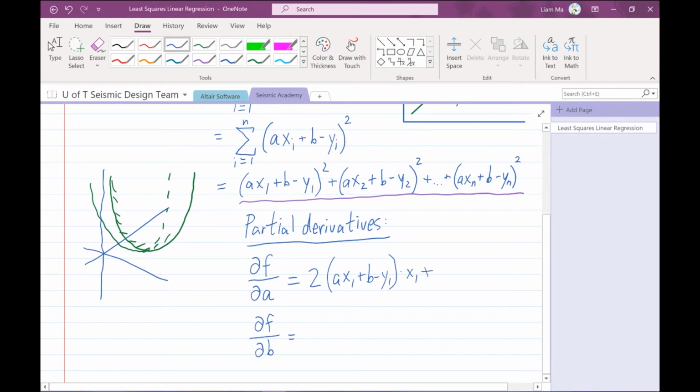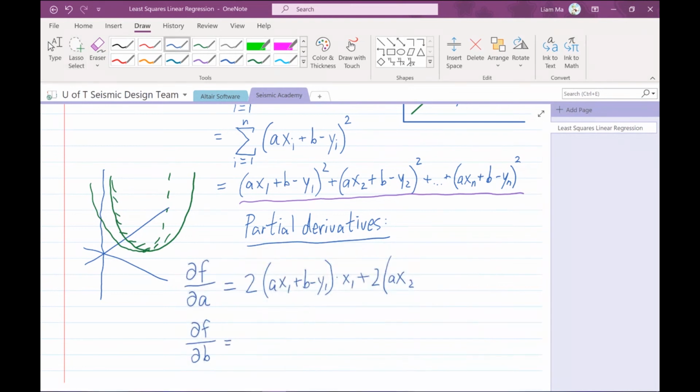And then you add 2 multiplied by the next derivative step, which is basically the same thing. I'm going to move it over to the left so I have more space. And we're going to do that, times x sub 2, and so on. So that's the partial derivative step.